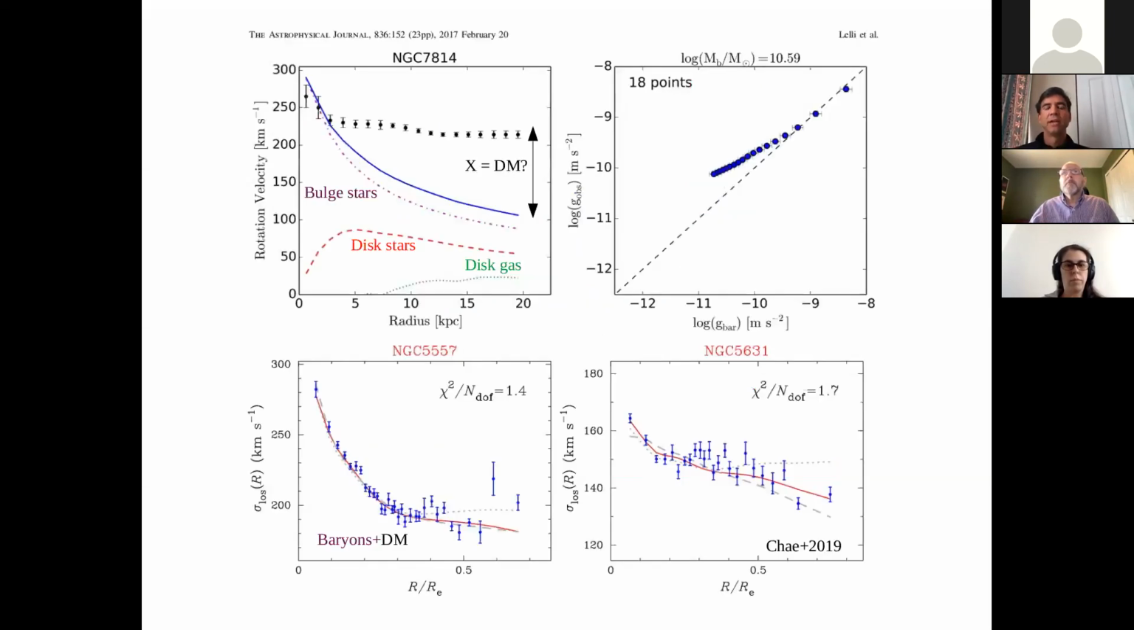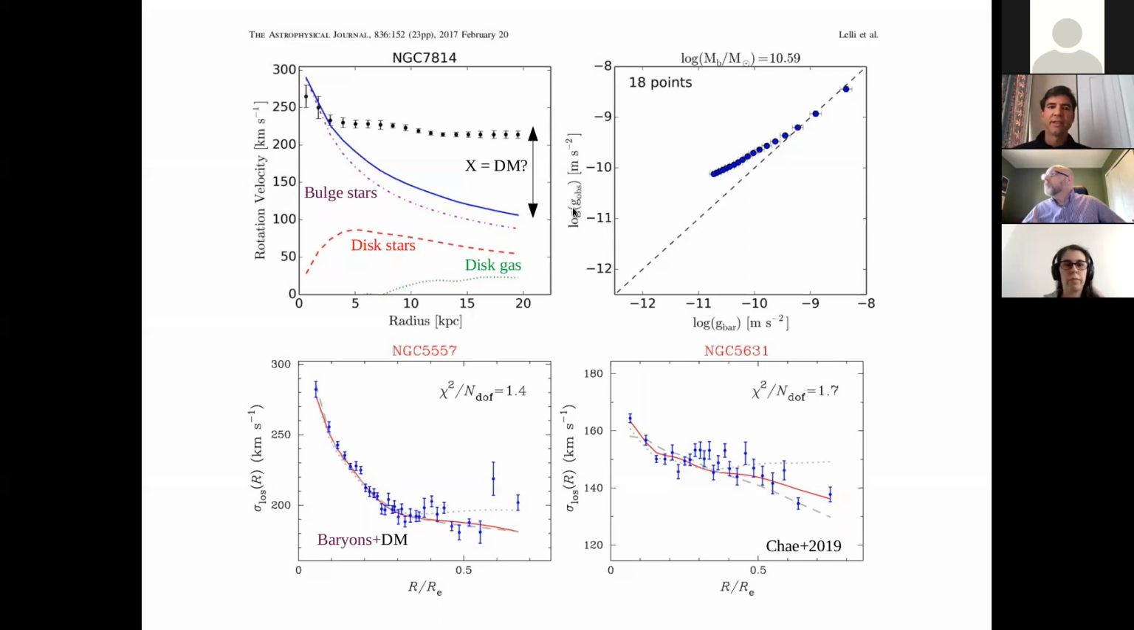So here's the kind of thing that observers do with the data. They'll have a rotation curve that they've observed. This is for a spiral galaxy, and this is from Lelli et al. They will say there are different things that contribute to the mass that makes the rotation speed, the bulge stars, the disk gas, and that accounts for a certain amount, and what remains is dark matter, or alternatives to GR.